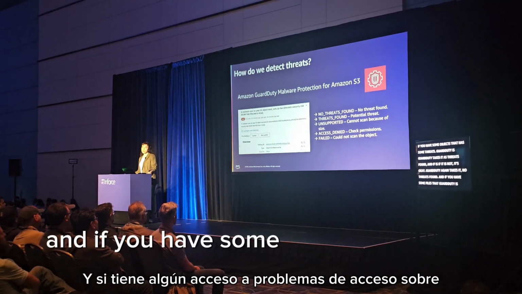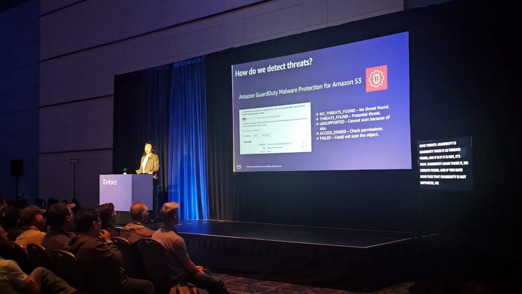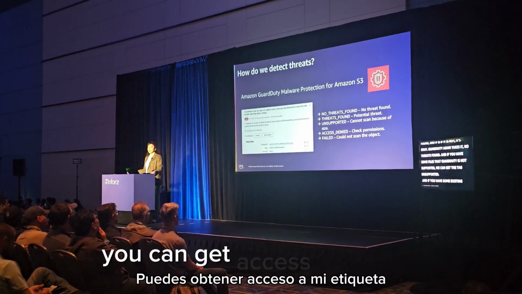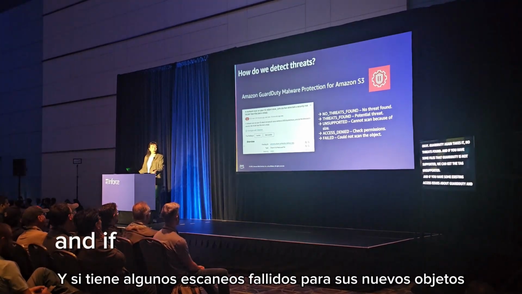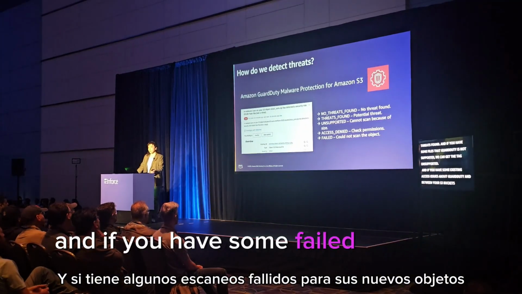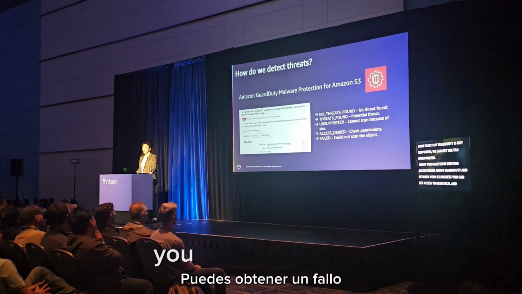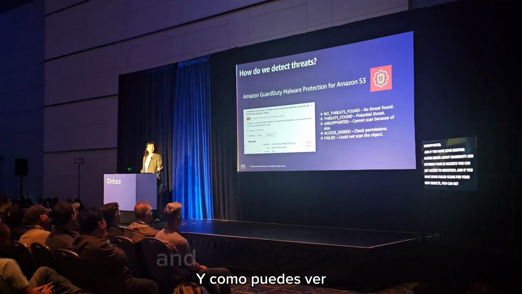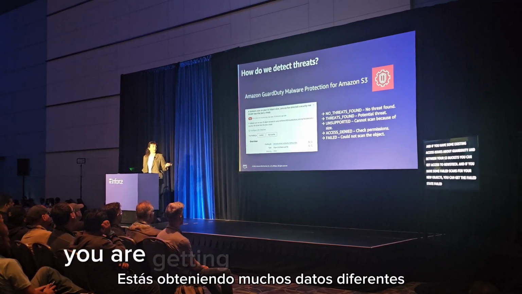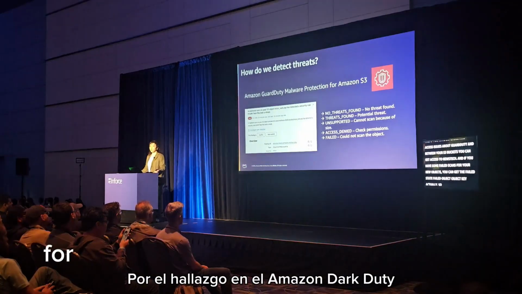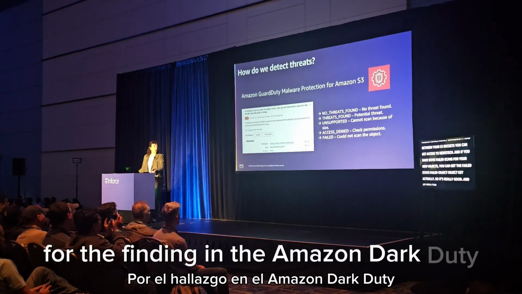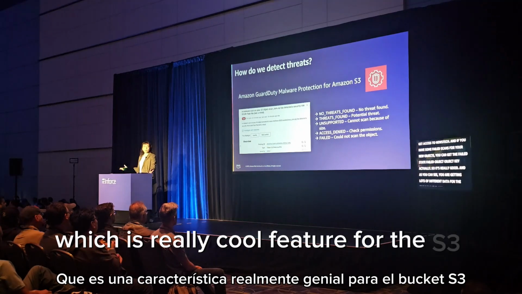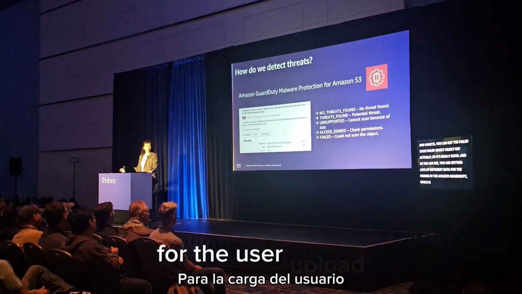If you have some access issues between GuardDuty and your S3 buckets, you get the access denied tag. And if you have failed scans for your new objects, you get the failed tag. So it's really good, and as you can see, you get lots of different data for the findings in Amazon GuardDuty, which is a really cool feature for S3 buckets with user uploads.